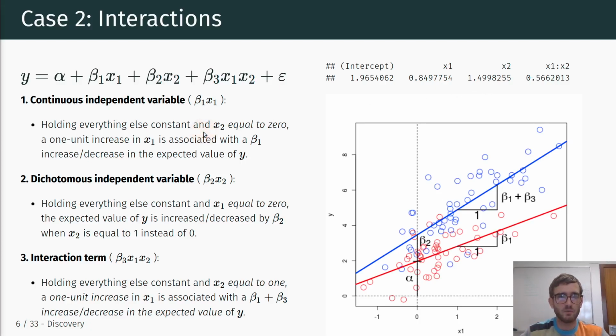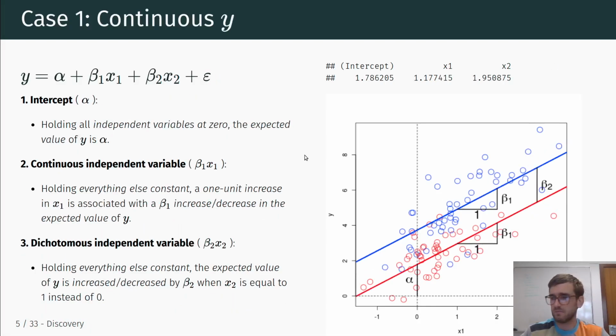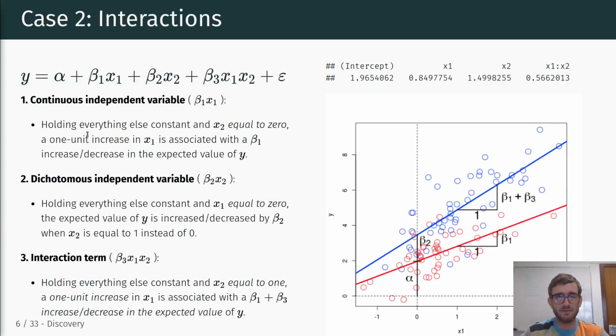Let's start with, well, the first thing that I didn't include here is, of course, the intercept. The interpretation of the intercept is the same as before. We talked about this. Holding all independent variables at 0, the expected value of y is alpha. And that, of course, still holds. Holding x1 and x2 equal to 0, the expected value of y is equal to alpha. So that's basically what we see right here.